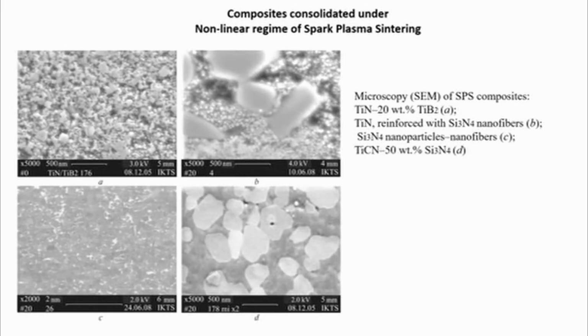At the same time, reducing the heating rate at the final stage allows avoiding holding at high temperatures and obtaining a nanomaterial with a density close to the theoretical density. Nonlinear spark plasma sintering can be successfully applied to consolidate refractory nanocomposites. For example, it was used to consolidate composites based on nanopowders of titanium nitride, titanium nitride with titanium diboride, and titanium carbonitride in composition with silicon nitride and silicon nitride nanofibers.